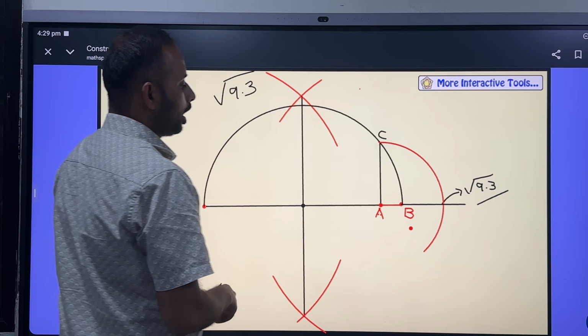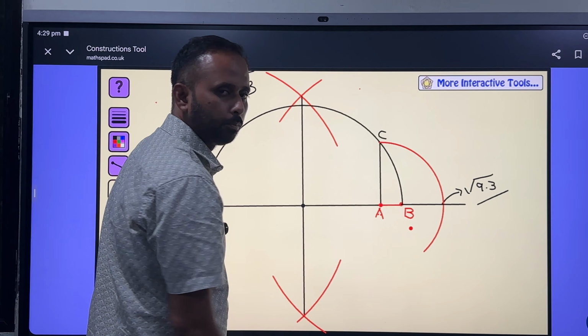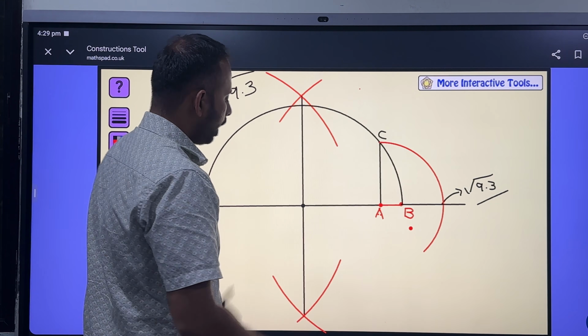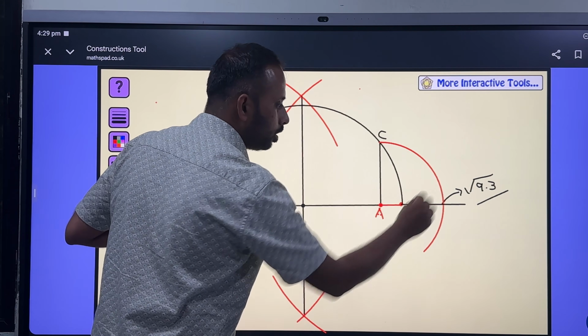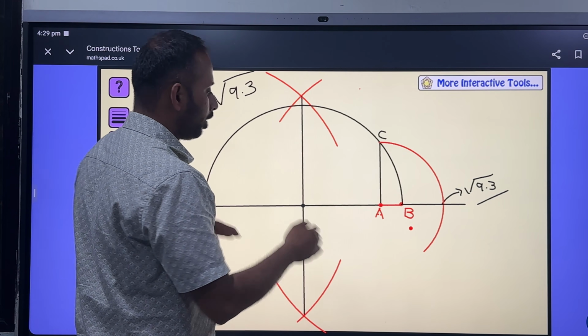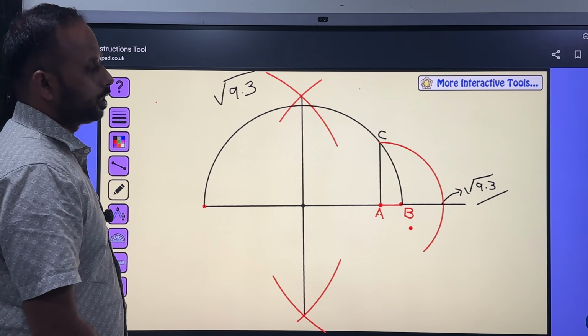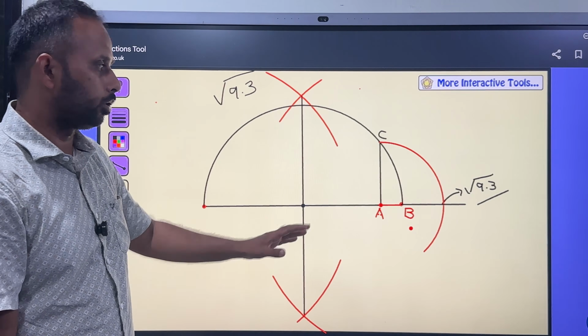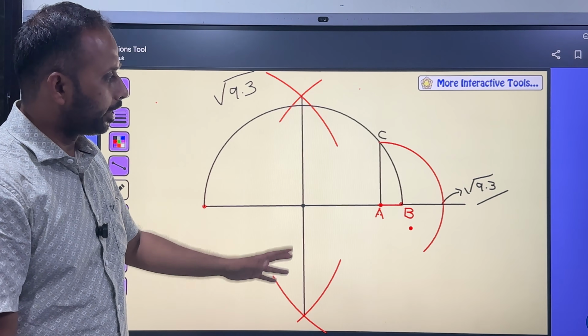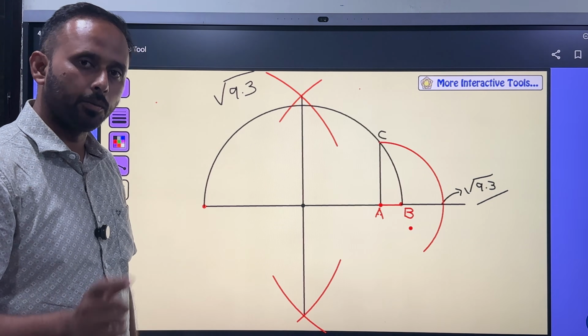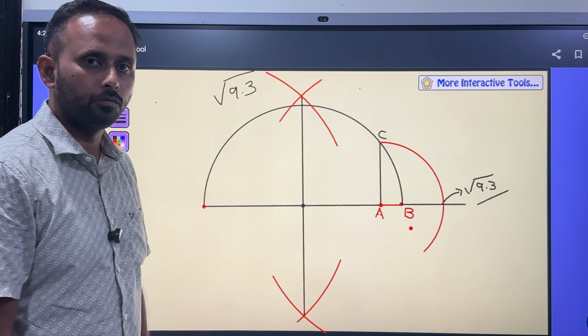We take more than half of 10.3. Keep it in mind. That's why I did not draw the line bigger, because you may get confused while drawing the semicircle. That's it. This is the way you represent root 9.3 on our number line. If you have any doubt in this construction, you can comment it down in the comment section. Thank you all for watching the video.